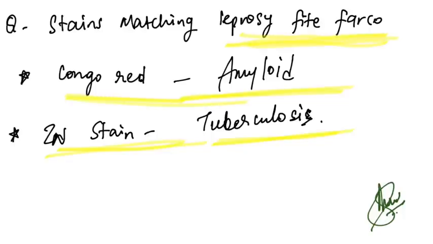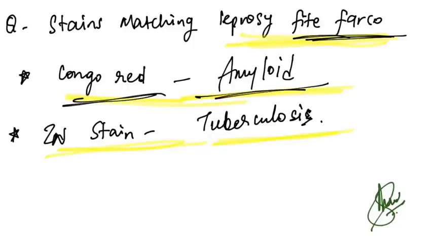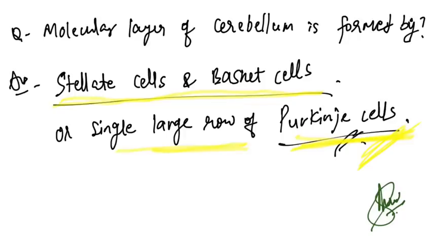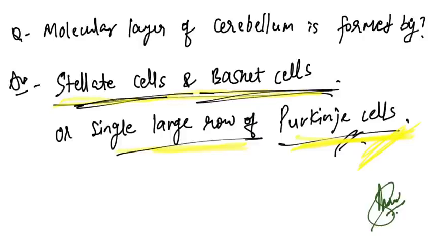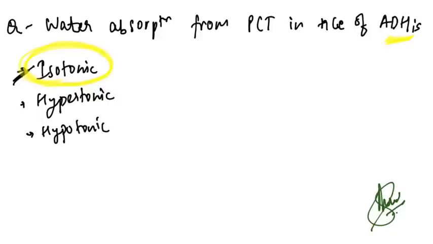Now, stains matching: leprosy with Wade-Fite, Congo red matches with amyloid. The molecular layer of the cerebellum is formed by the stellate cells and the basket cells, and the single large row of cells is the Purkinje cells. These form the molecular layer of the cerebellum.